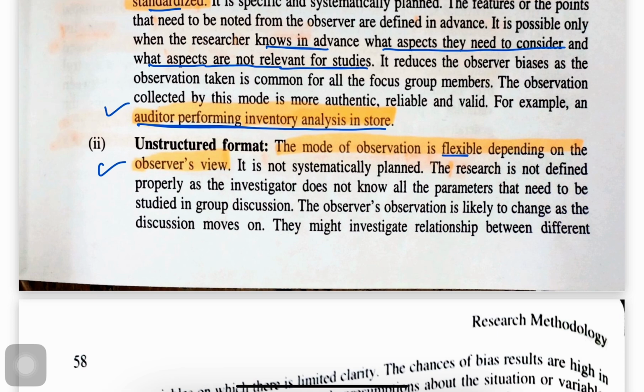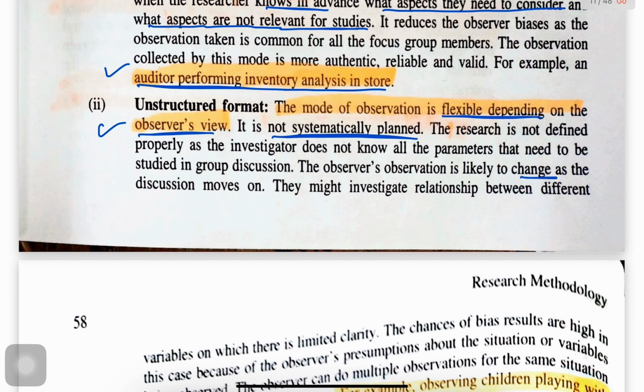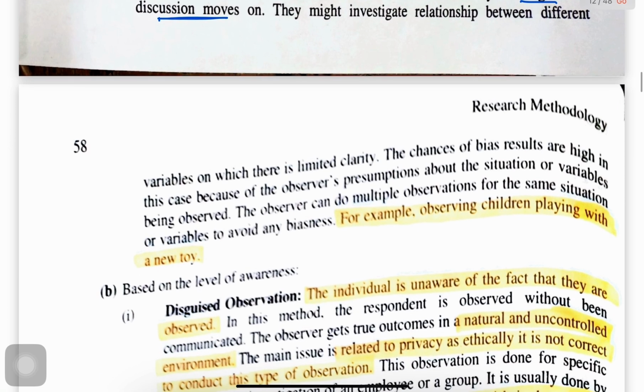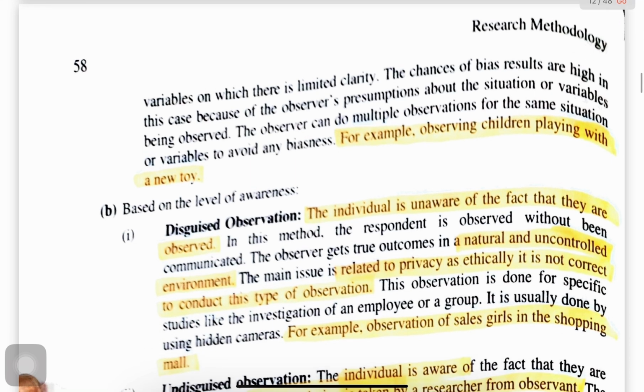Unstructured is flexible depending on the observer's view. It is not systematically planned. The observer's observation may change as the discussions move on. They might investigate relationships between different variables on which there is limited clarity. For example, observing children playing with a new toy.